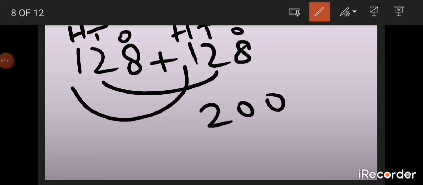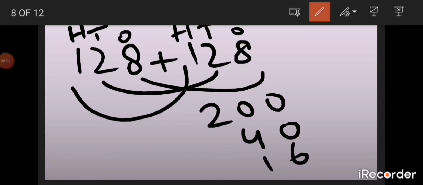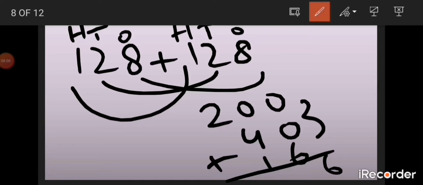Now, add the tens. 2 tens and 2 tens, 4 tens. 4 tens means 40. Now, 8 plus 8. 8 ones and 8 ones. 8 in your mind. Now, count on 9, 10, 11, 12, 13, 14, 15, 16. Answer is 16. Now, add these numbers. 0 plus 0 plus 6, 6. 0 plus 4, 4. 4 plus 1, 5. And 2 is as it is.